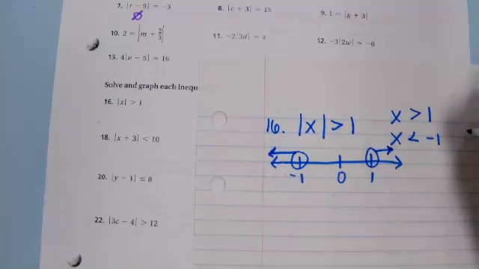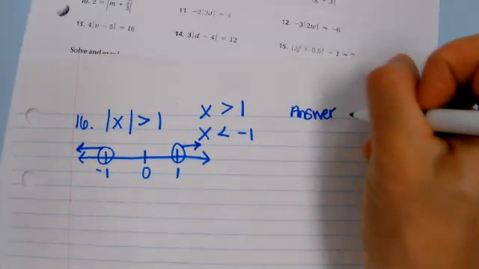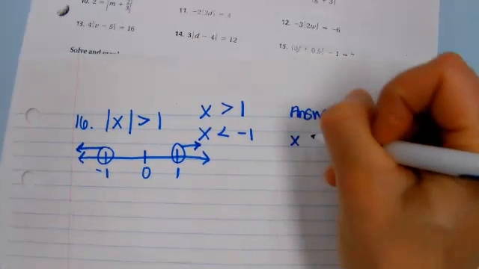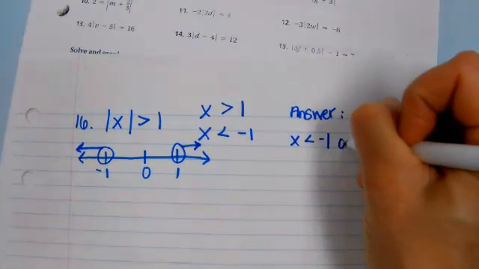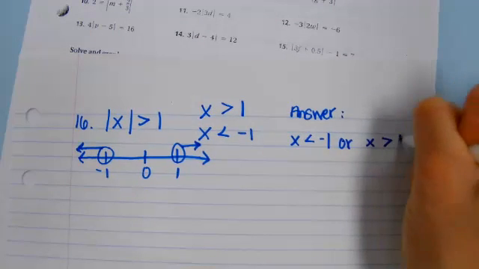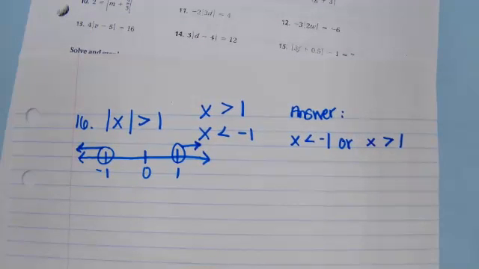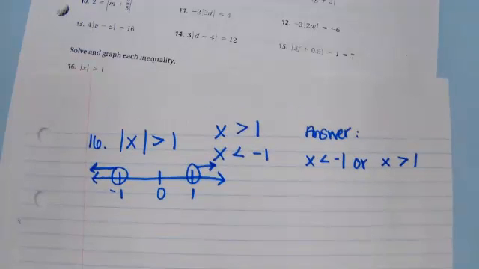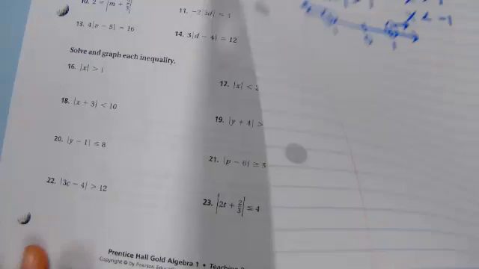Okay, so my final answer is this. If I do my answer, I literally just write x is less than negative 1 or x is greater than 1. Those are pretty easy. Okay, let's get to one that's a little bit more complicated.